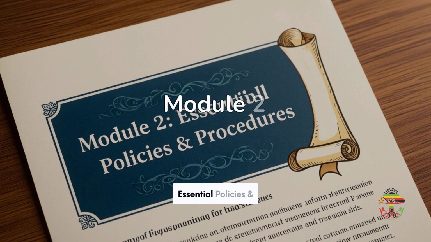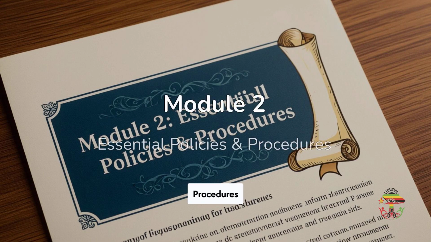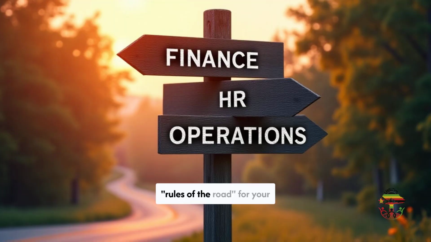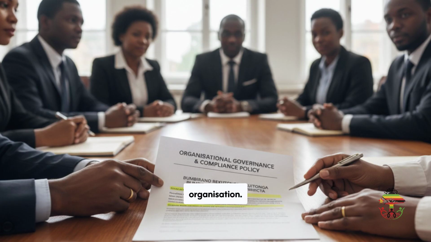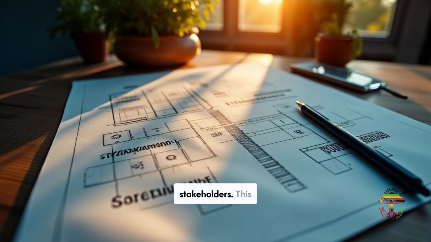Module 2, Essential Policies and Procedures. Policies are the formal rules of the road for your organization. They are not just bureaucratic documents, they are vital tools that ensure consistency, fairness, prevent fraud, and demonstrate compliance to external stakeholders. This module moves from theory to practice, equipping you with the framework to develop the essential policies every well-governed NGO needs.